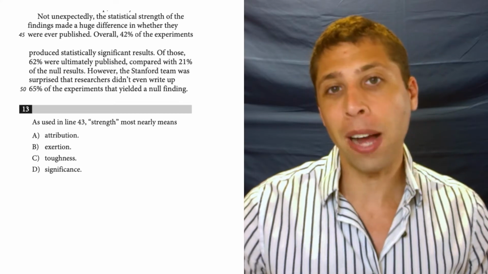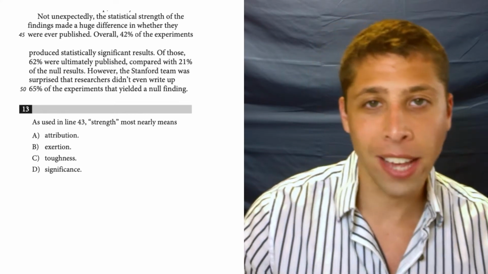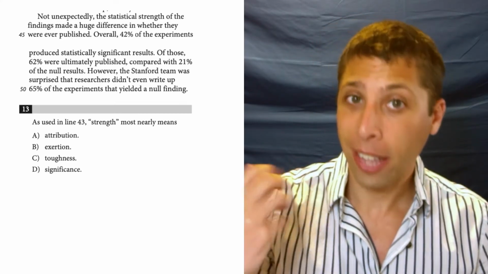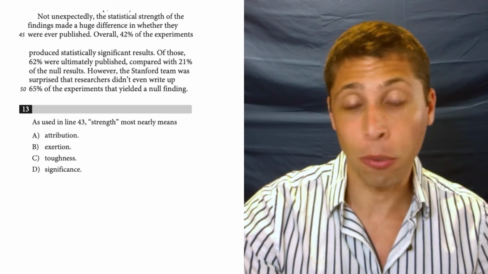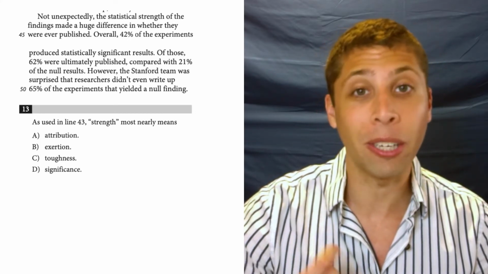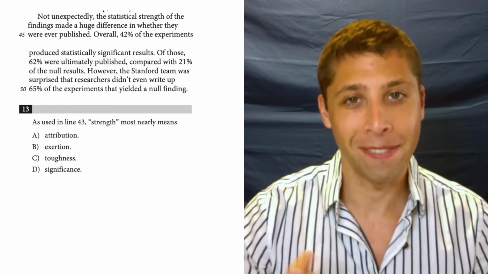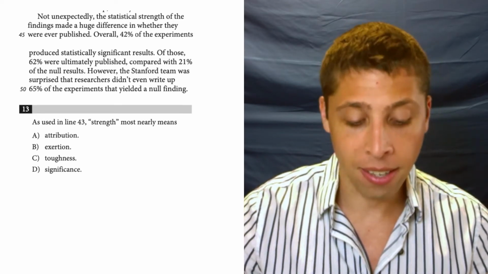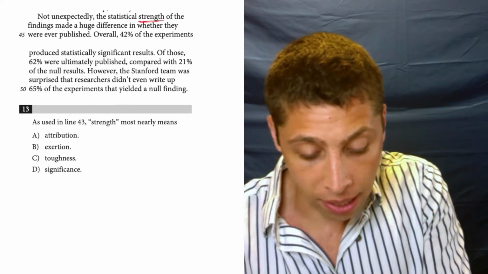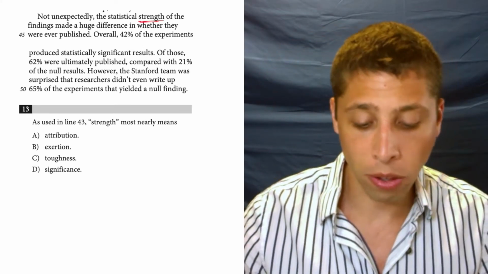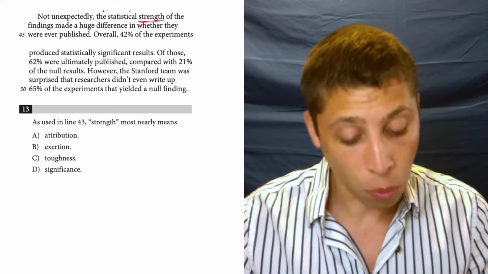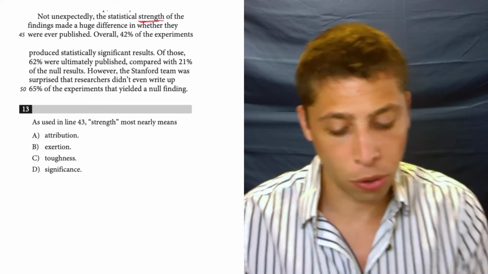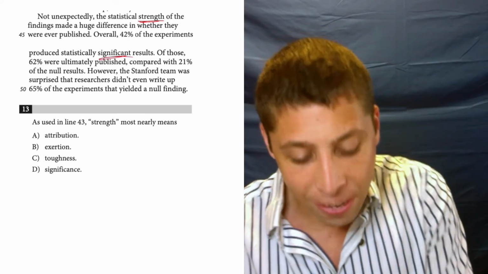But we have to go by what the lines are actually saying. So let's go back to the lines. Let's try to guess at the meaning of the word based on the context, and hopefully we can find some sort of clue that tells us what the word is supposed to mean. "Not unexpectedly, the statistical strength of the findings made a huge difference in whether they were ever published. Overall, 42% of the experiments produced statistically significant results."